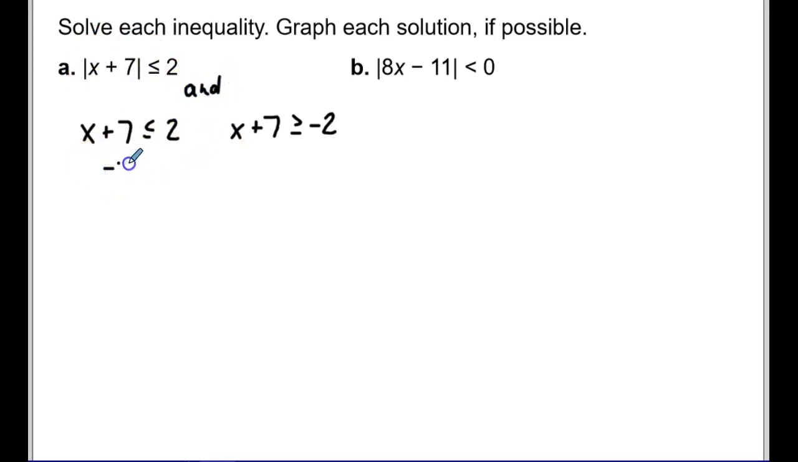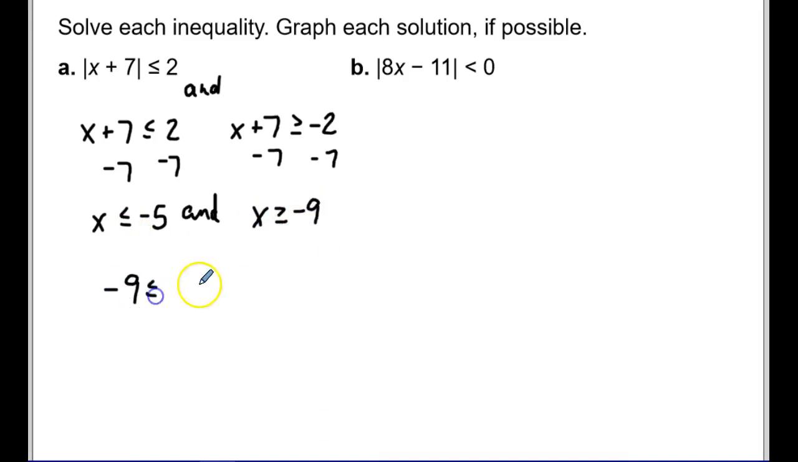Now I can just solve, and in order to solve, I subtract 7 from both sides. So x is less than or equal to negative 5. And then I'm also going to subtract 7 here as well. So I have x is greater than or equal to negative 9. And remember that this was our and statement. And this actually does work because I can rewrite this as negative 9 is the smallest thing that x can be, and negative 5 is the biggest thing that x can be.